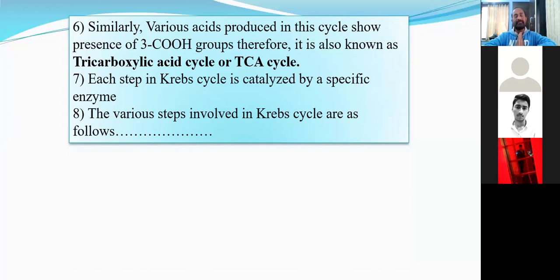Similarly, all the organic compounds we are going to get here will contain at least 3 COOH groups, that is, carboxylic acid groups. So the name became tricarboxylic acid cycle, and simply it is called the TCA cycle. And each and every step of this biochemical pathway will be catalyzed, controlled by some specific enzymes, right?